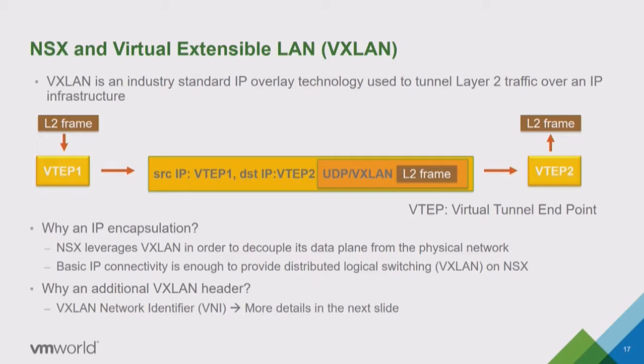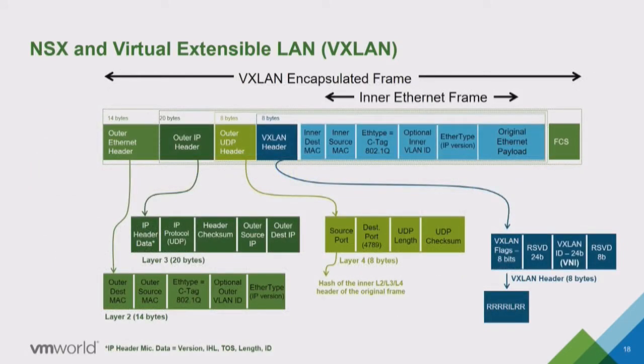The VXLAN network identifier, think a little bit like the VLAN ID, 12 bits, 0 to 4094, but the VXLAN one is not 12 bits. How many bits? 24 bits, so double that. So we can have 16 million plus VXLAN virtual network identifiers.